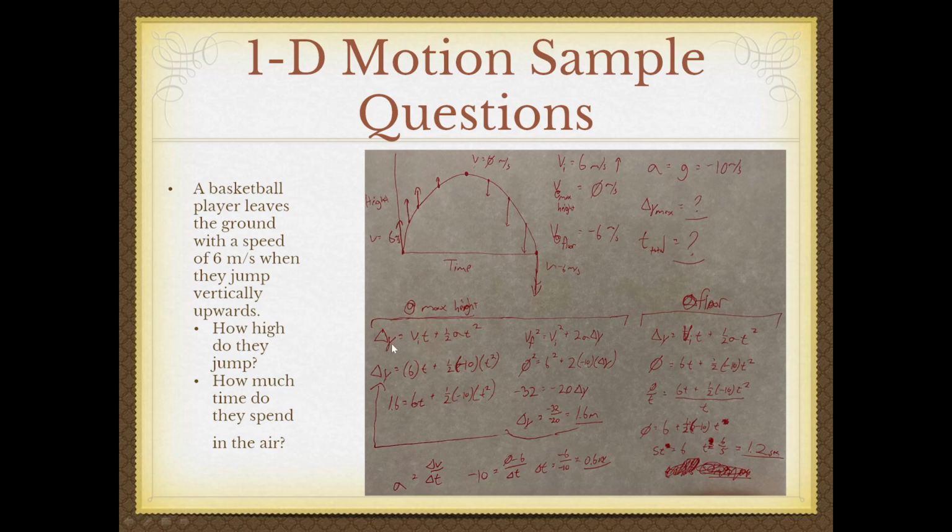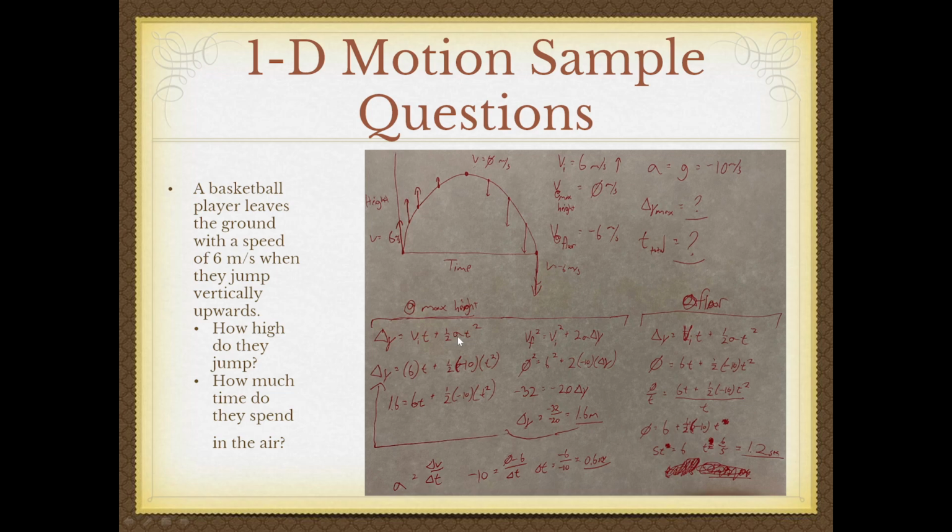First up, delta y, formula 3 right here: delta y equals VI t plus 1/2 times acceleration times time squared. Within this formula, the 2 things that we're again after are delta y maximum, the biggest change in position from the floor to the maximum jump height, and the total amount of time spent in the air. And in this particular formula, we do know initial velocity, so we can put in 6 here.